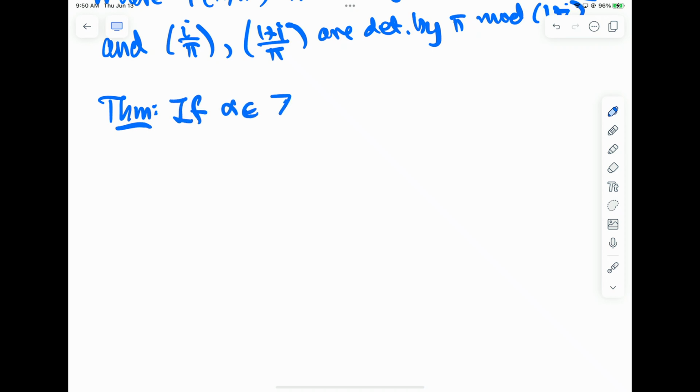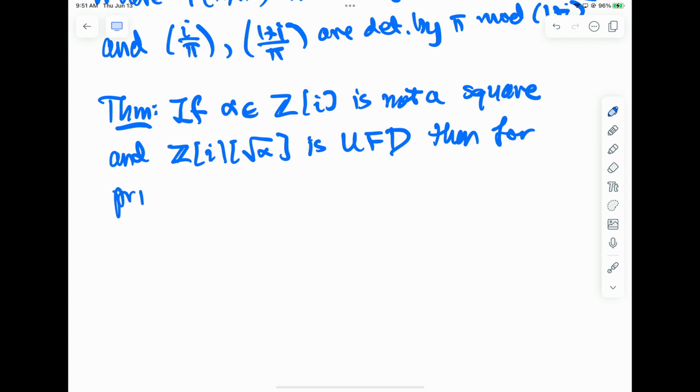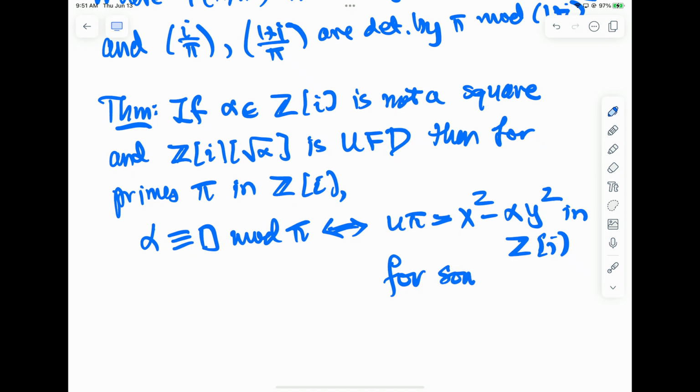If alpha in the Gaussian integers is not a square, this is like the D we had before, and when I adjoin the square root to Z[i], this has unique factorization, it's a unique factorization domain, then for primes pi in Z[i], alpha is congruent to a perfect square mod pi if and only if some unit multiple of pi is x squared minus alpha y squared in Z[i] for some unit u.